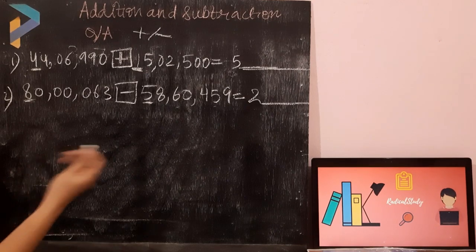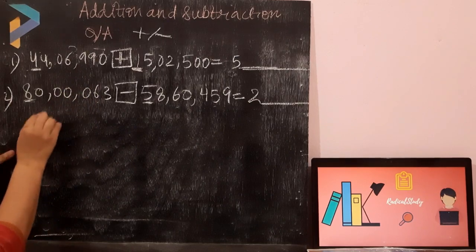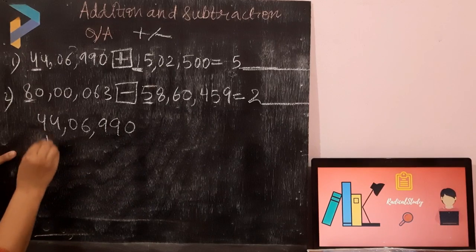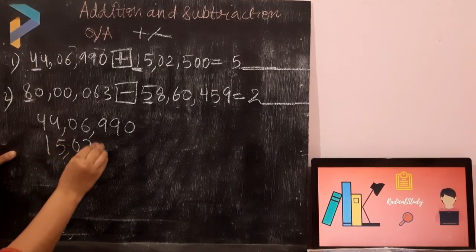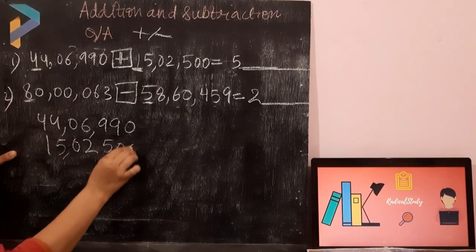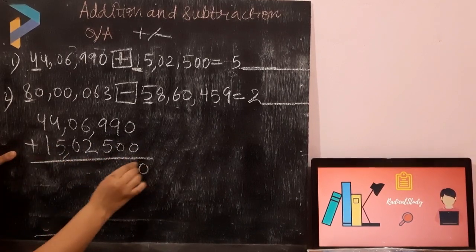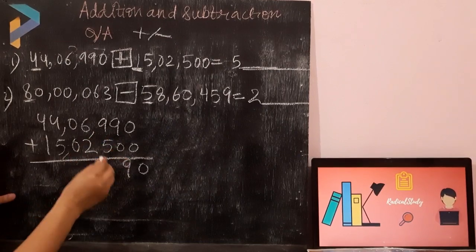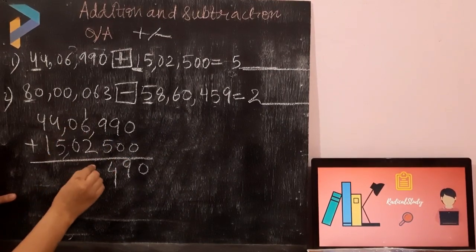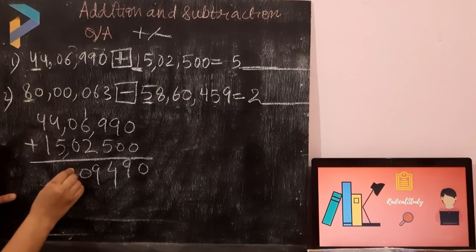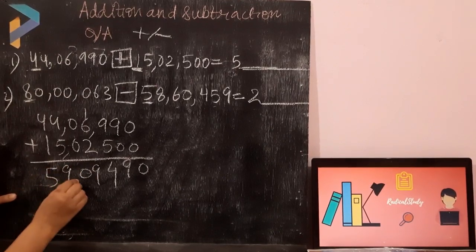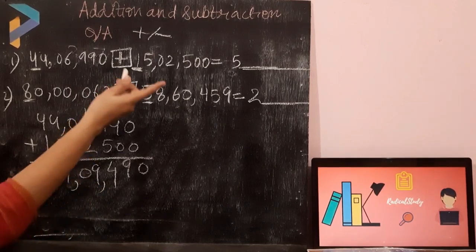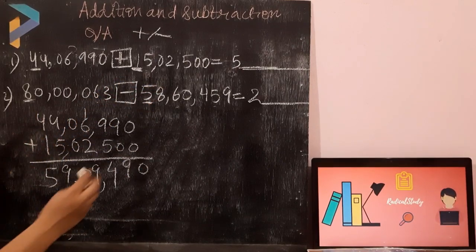So please, I am solving it for you. The first one. Please pay attention, students. This was added, right? So I am adding it for you. 9, 10, 11, 12, 13, 14. 9 plus 5 is 14. 7 plus 2, 9, 0, 9, 5. So the answer will be 59,09,490 for first one. Now the second one we have to subtract.